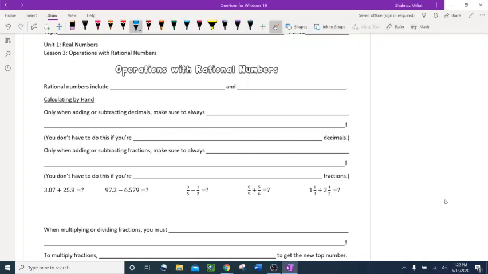Hello everybody, let's talk about today's lesson 3, operations with rational numbers. This is lesson 3 for unit 1. I'm going to show you different ways and you can pick the one that makes more sense to you. Rational numbers include fractions and most decimals.